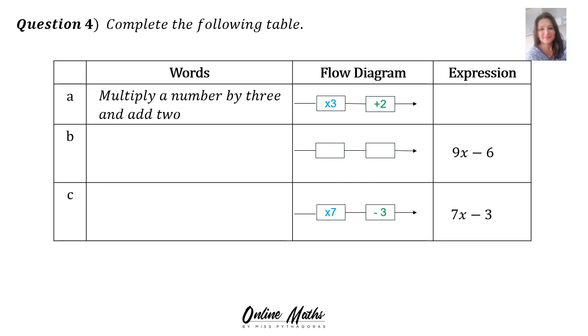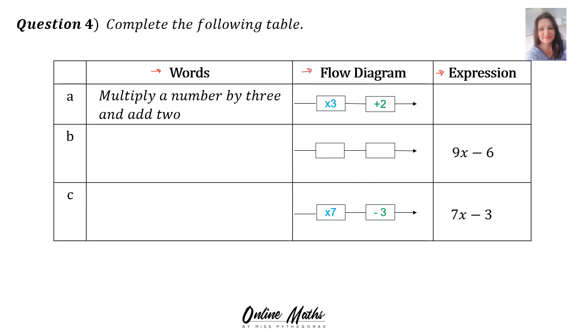Question 4. Complete the following table. So in order for us to complete the table, we have to decipher what is going on here. So in the first row, you find the headings: words, flow diagram, and expressions. So for number A, the words were given: multiply a number by 3 and add 2. And then the flow diagram for the words was given there.